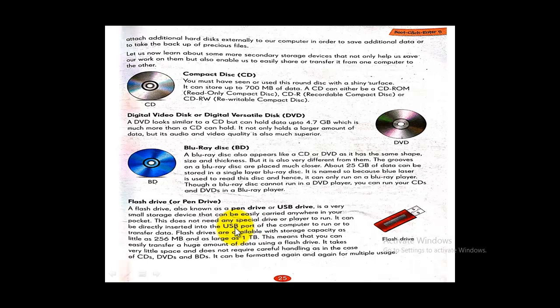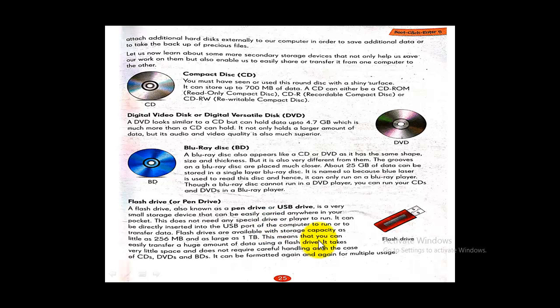Flash drives and pen drives. Now flash drives are available with storage capacity as little as 256 MB and as large as 1 TB. 256 MB, 1 GB, 2 GB, 4 GB, 8 GB, 16 GB, 32 GB, up to as large as 1 TB.